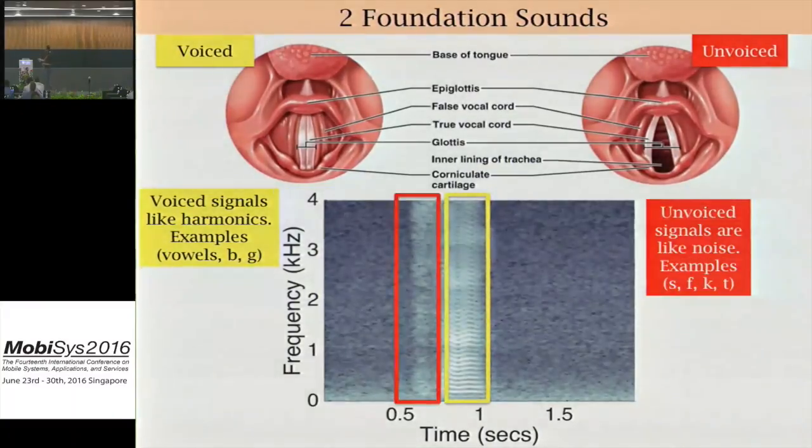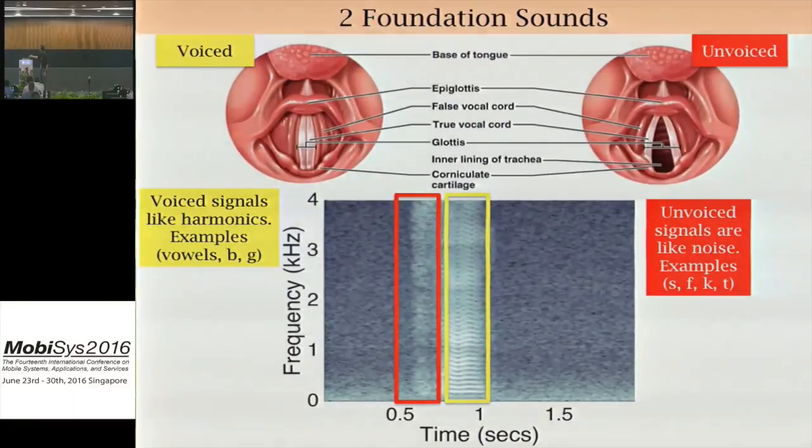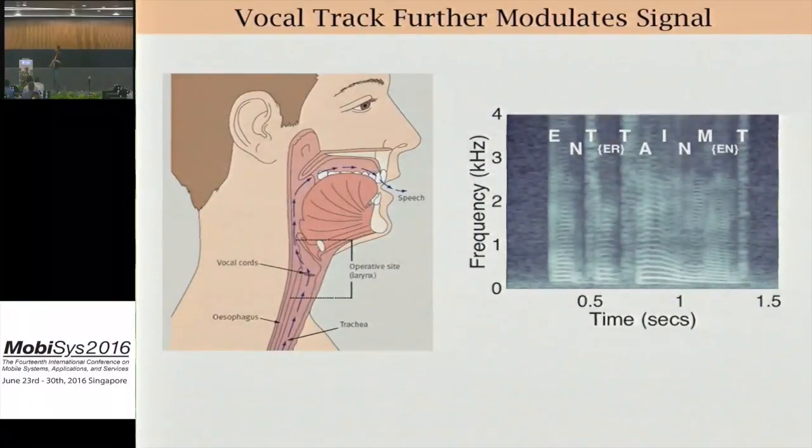On the other hand, the unvoiced components are more like noise, but they are also important to making up the speech, and they are sounds like S, F, these kind of sounds, and they are this part of the spectrogram. By the way, this is a spectrogram with frequency and time, and the unvoiced signals make up this part of the spectrogram, and then all of this together is modulated and weights are added.